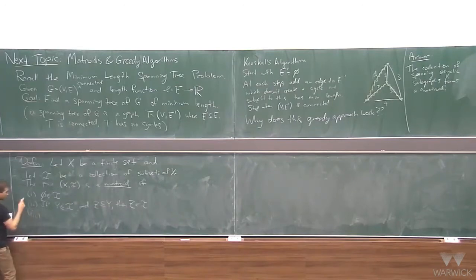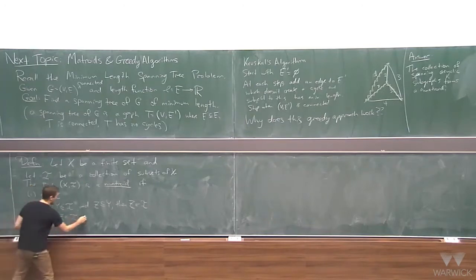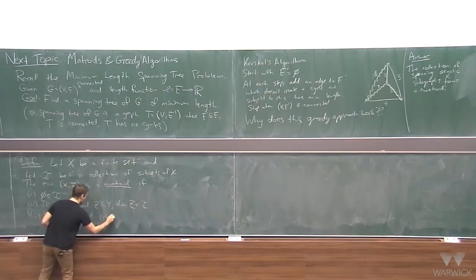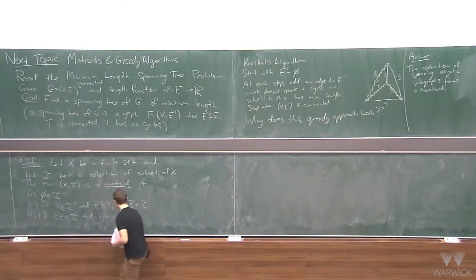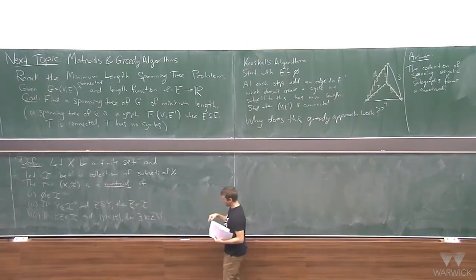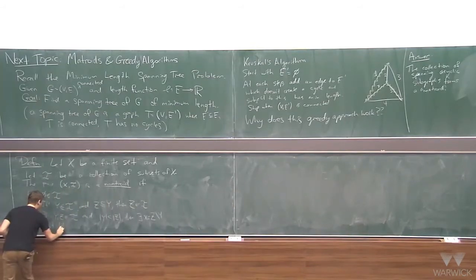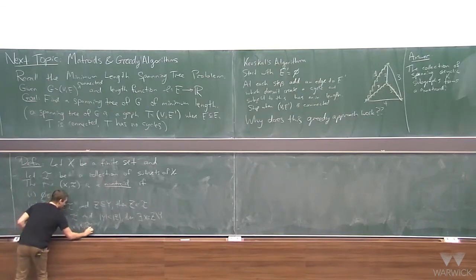And the third thing, this is usually the crucial and most difficult property to satisfy. If Y and Z are both in I, and Y is smaller than Z, then there exists x which is in Z but not in Y, such that Y union x is in I.